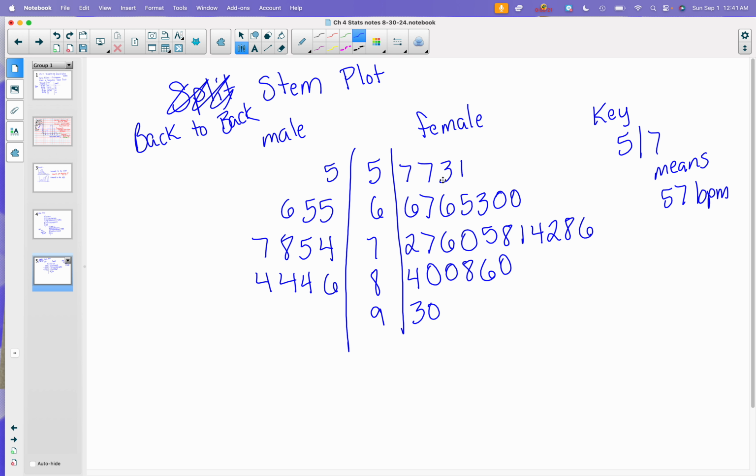Then you can compare distributions. So you could talk about center, shape and spread for the females, and you can talk about center, shape and spread for the males, and you could look at possible differences. Were there any unusual observations? So that is a back-to-back stem plot.